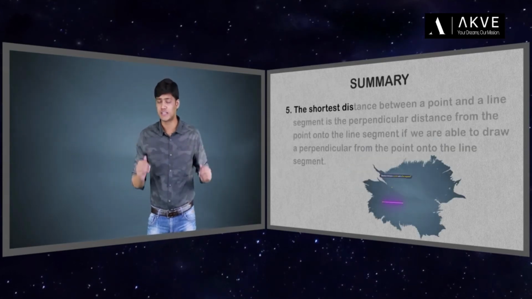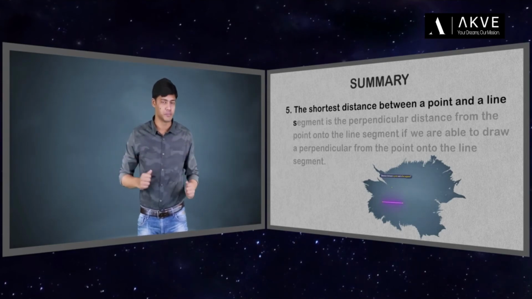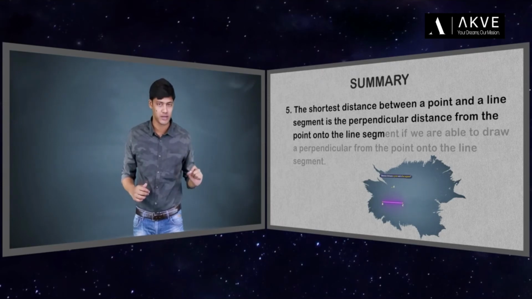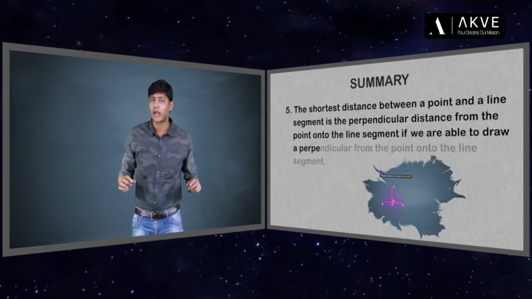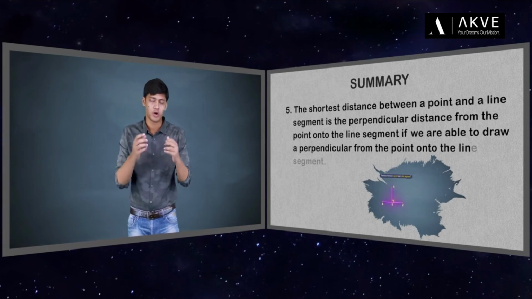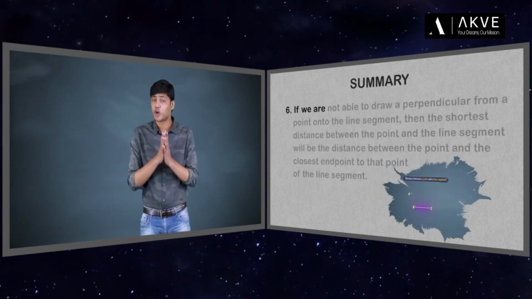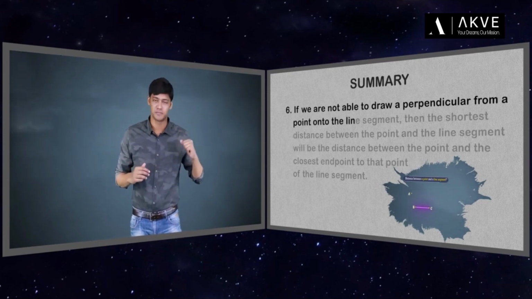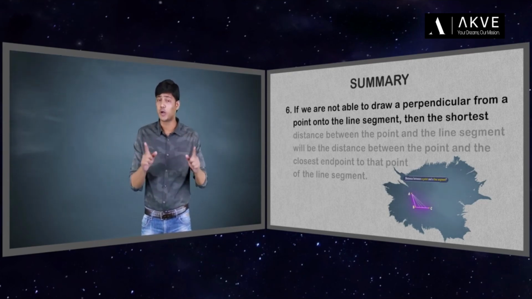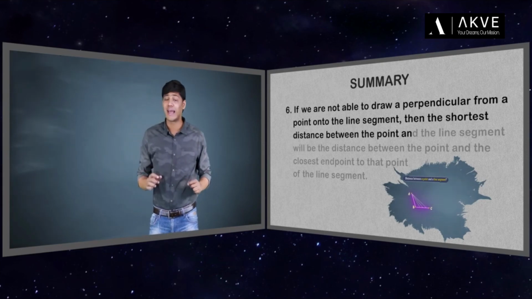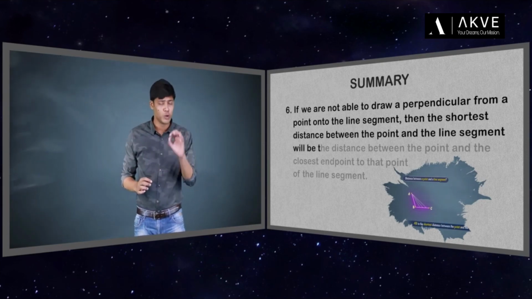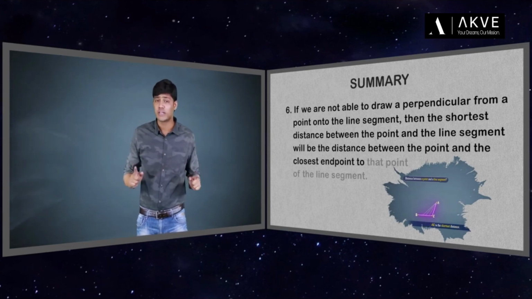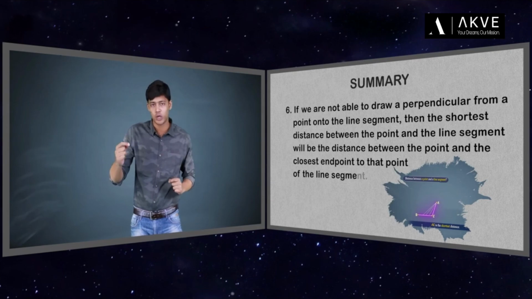The shortest distance between a point and a line segment is the perpendicular distance from the point onto the line segment if you are able to draw a perpendicular from the point onto the line segment. If you are not able to draw a perpendicular from a point onto the line segment, then the shortest distance between the point and the line segment will be the distance between the point and the closest end point to that point of the line segment.